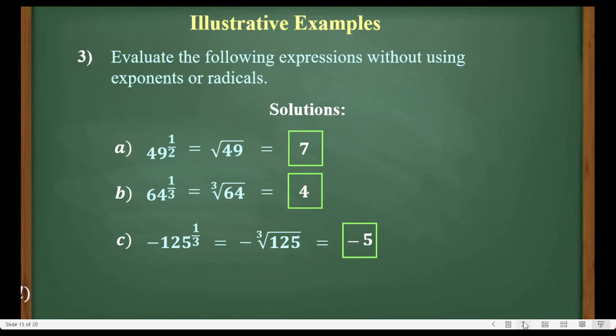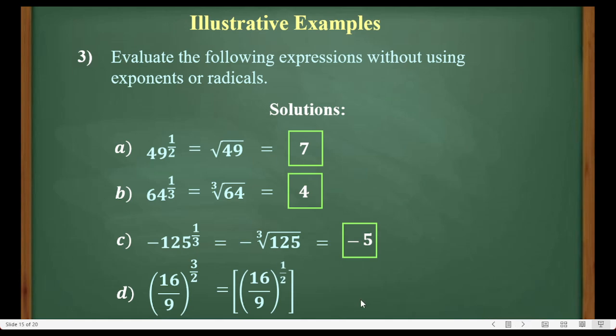Okay, next, letter D. How about this one? Quantity 16 over 9 raised to 3 halves. So basically, we factor 1 half from 3 halves, so that will be the inner exponent, then to be multiplied by 3 as the outer exponent. Now, inside of the open and close bracket, we can evaluate the given expression.